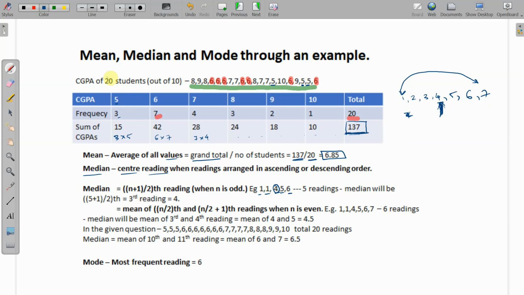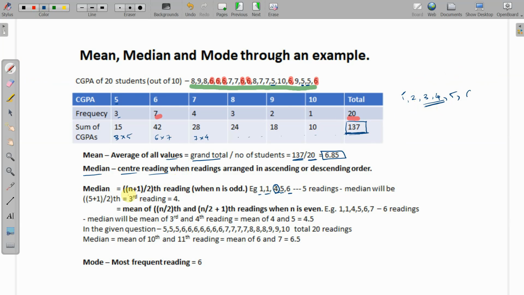But what happens if you had only an even number of readings? If you had only 6 readings, there's no center reading at all. So what you do is you go to the middle 2 readings, 3 and 4, the 2 readings at the center, and take their average. So that's what is given over here.